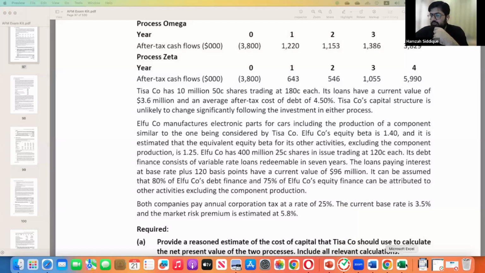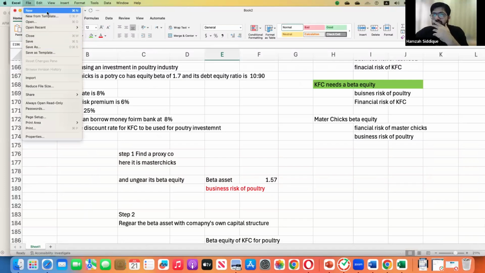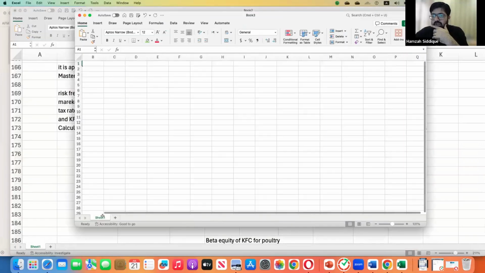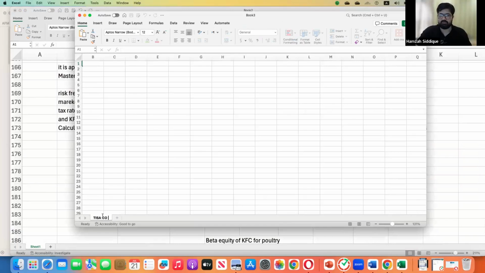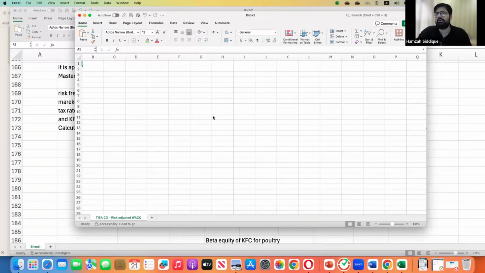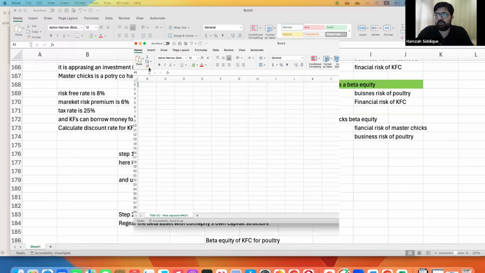Now, I'll be opening the Excel sheet. We are going to solve this question as well. The question name is TISA company, risk adjusted WACC and MIRR. So let us try to solve this question.